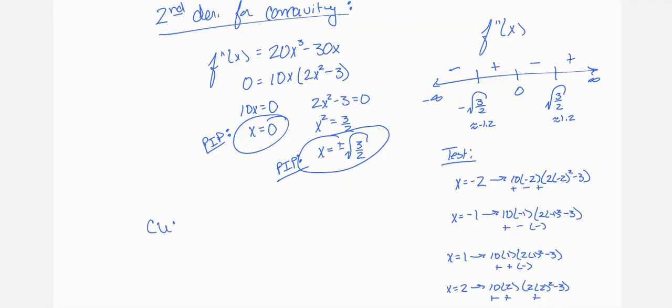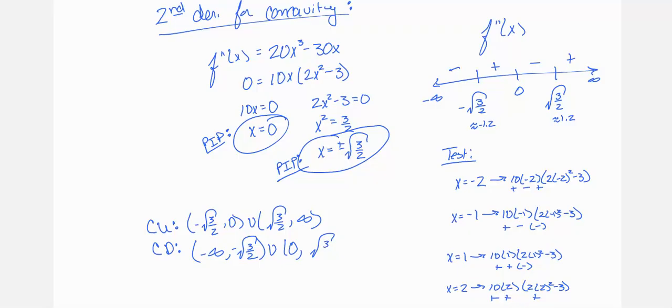So let's talk about concavity. Where are we concave up? Where are we concave down? We are concave up from negative square root of 3 over 2 to 0, and then from square root of 3 over 2 to infinity. We are concave down on those other intervals, negative infinity to negative square root of 3 over 2, and then 0 to square root of 3 over 2. So we do have some inflection points. They are happening at x equals negative square root of 3 over 2, 0, and positive square root of 3 over 2.